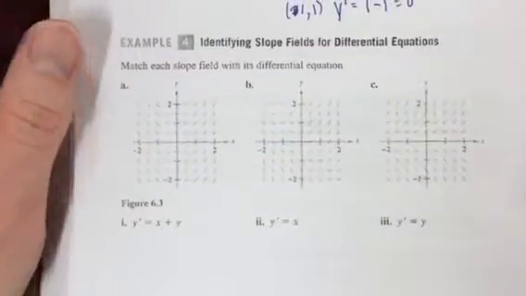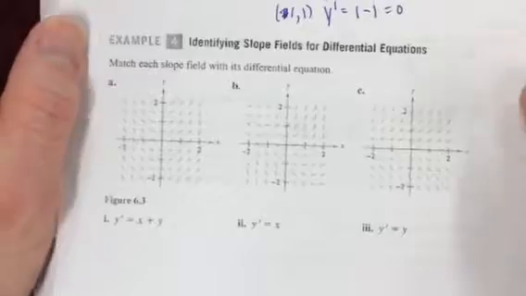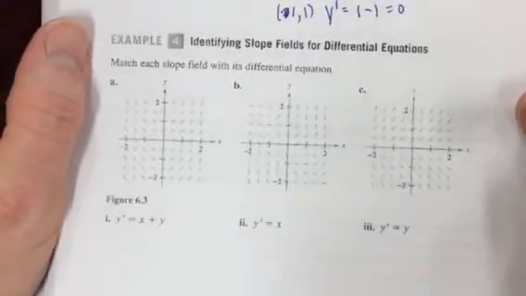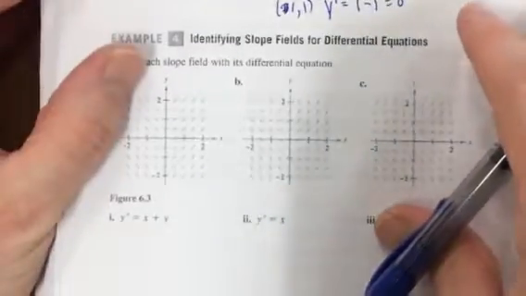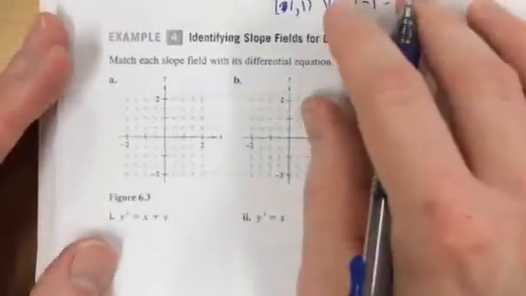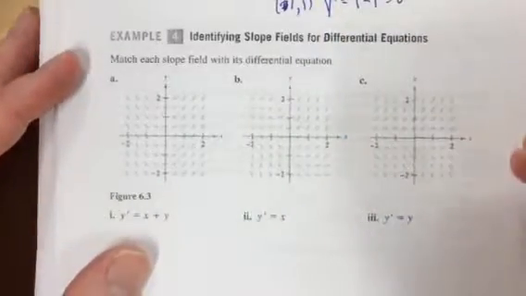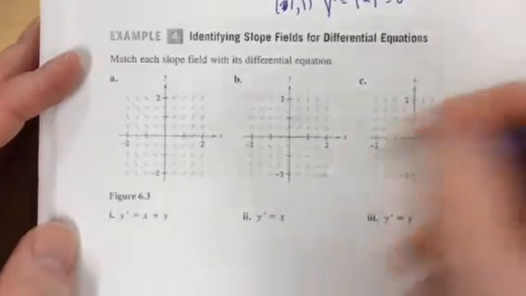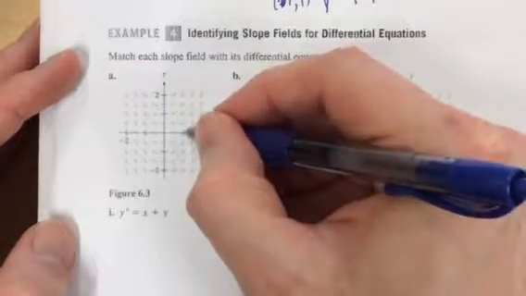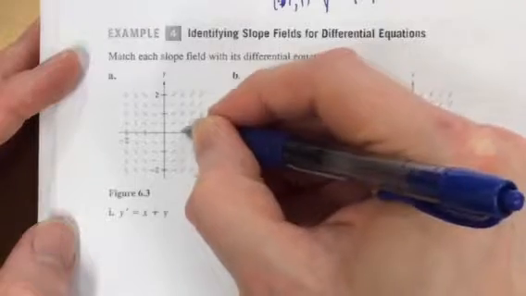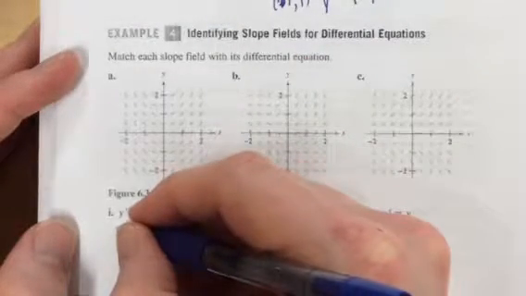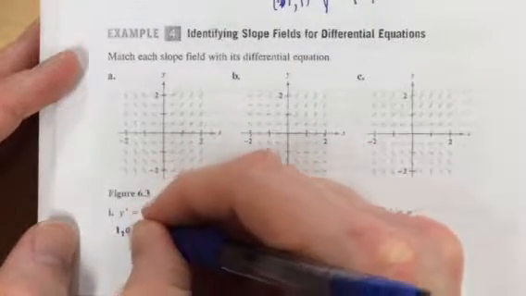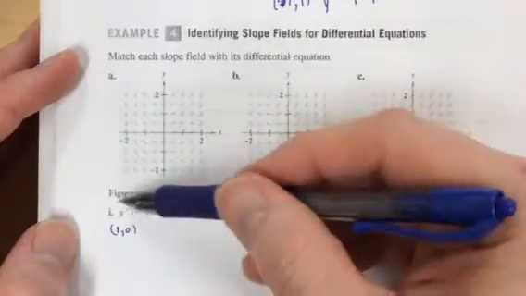So the last thing they'll ask you to do, and these do pop up on AP tests quite frequently, is to match a slope field with a differential equation. So all you do is go through, just like we did up above, pick ordered pairs, figure out what their derivative would be, and try to match it as best as we can. So let's take a look at this point right here. That would be the ordered pair 1, 0. So I want to see if I can match this up.